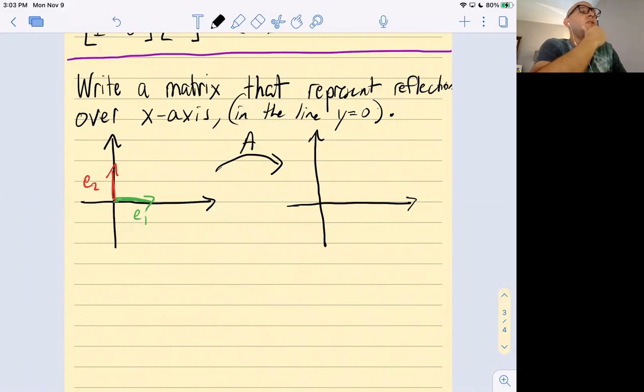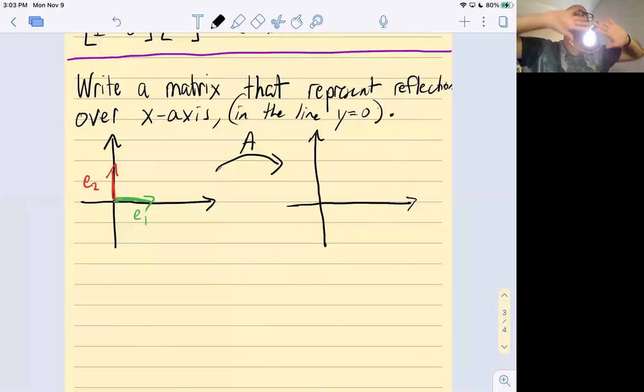Are you sure? I think you're on the right track. But what happens to E1? If I have a piece of paper and I reflect it over the x-axis, what happens to the green arrow? It's more fun in person when I do this, because I can't do it on the actual piece of paper. But what happens to the green arrow if I have a piece of paper and I reflect it over the x-axis? What do you guys think?